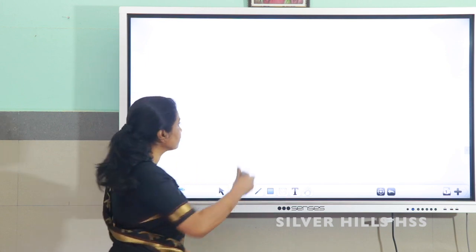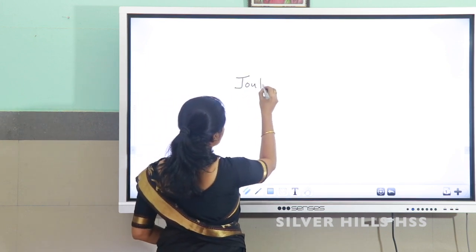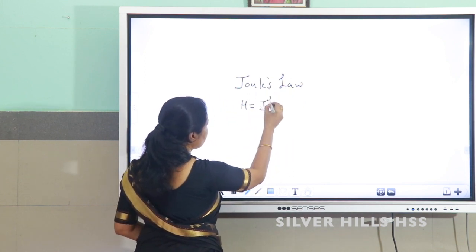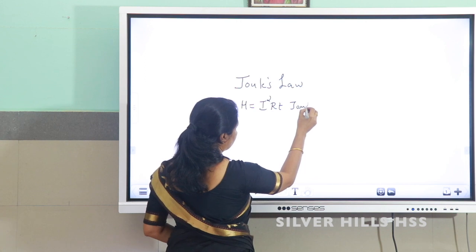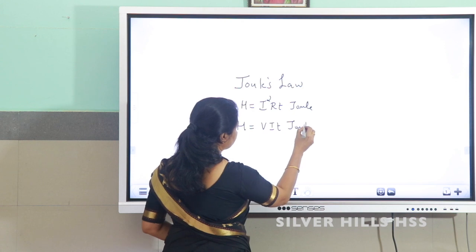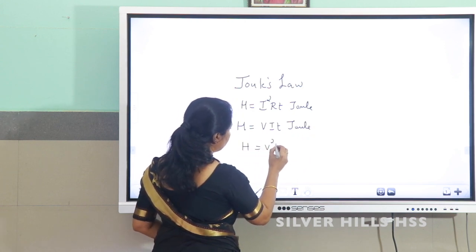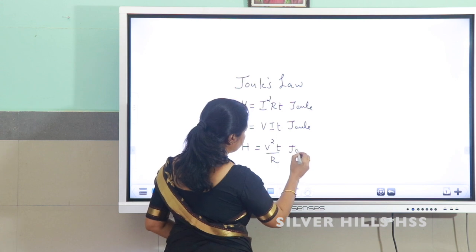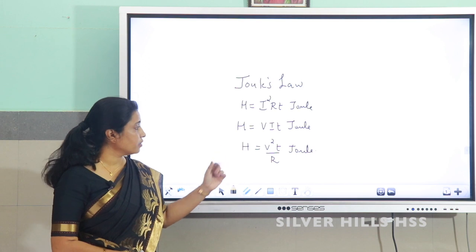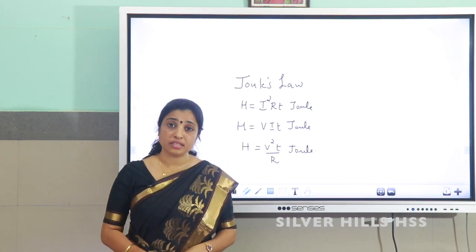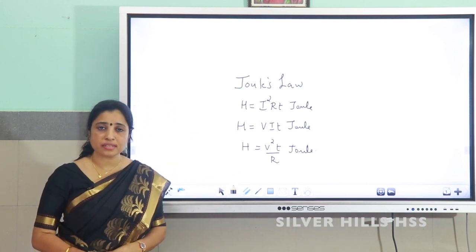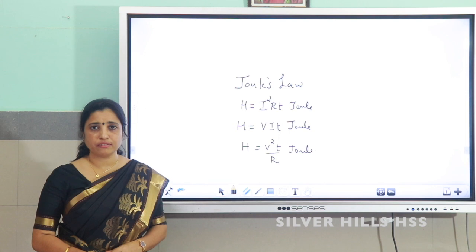The equations are H is equal to I square RT joule. H is equal to VIT. H is equal to V square T by R. In these equations, H denotes the heat energy dissipated and I represents current, R resistance, T time and V potential difference.